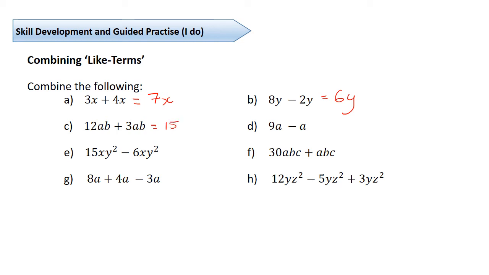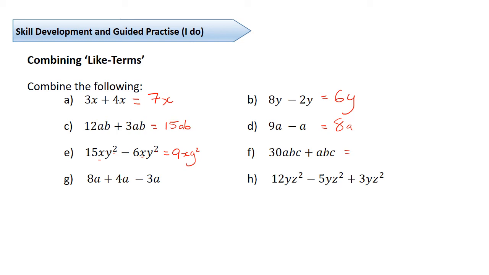Good. xy squared, xy squared. So they are like each other. Our variables and our powers are all the same, which is great. I have 15 xy squareds. I take away 6. I should have 9 xy squareds left. ABC, ABC, good, they're like. I have 30 ABCs, I add 1 more. I have 31 ABCs.